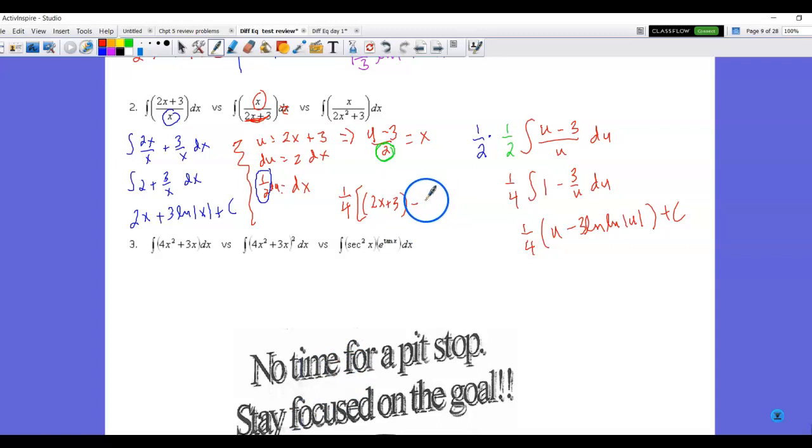So that'll be 3 ln absolute value of 2x plus 3, plus c. I could distribute the 4 through and make it 1/4 and 3/4, or I can leave it as is. So that is the second of the 3 problems. I'm going to reset my screen and do the third problem.